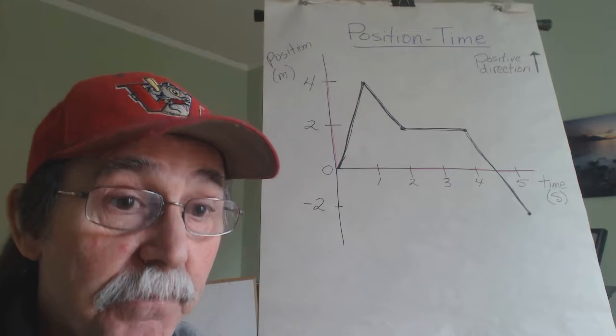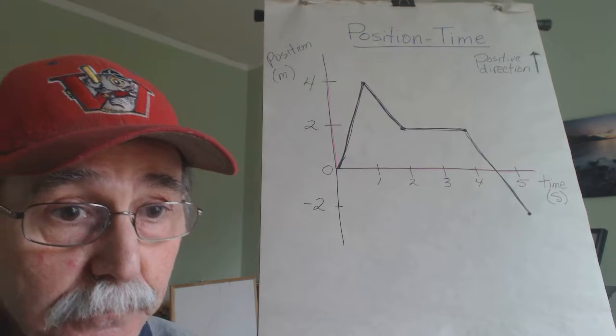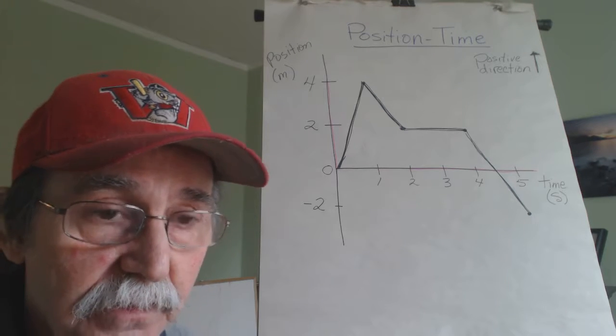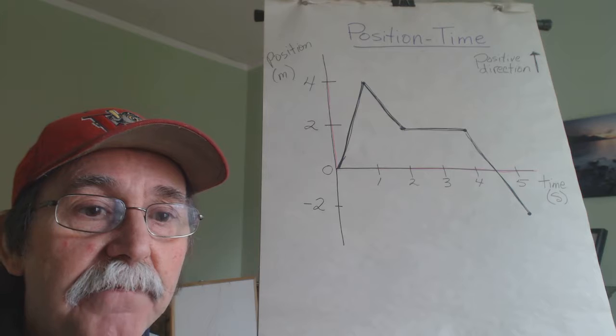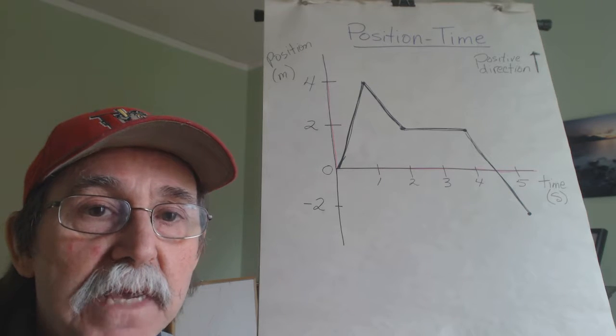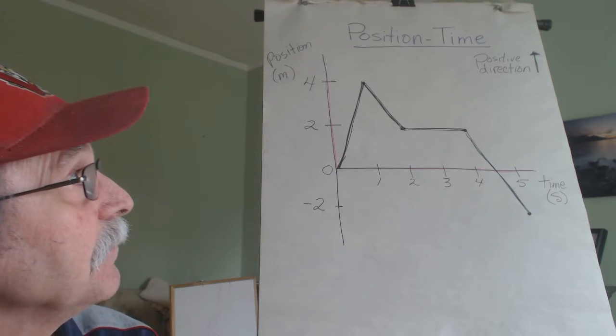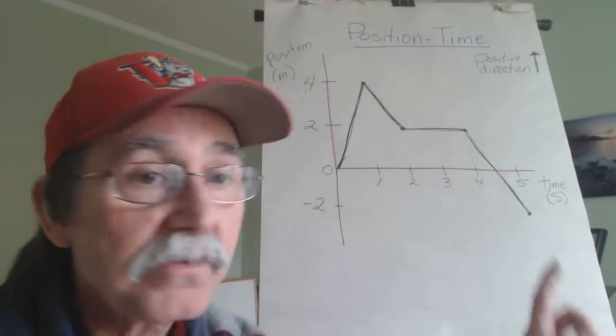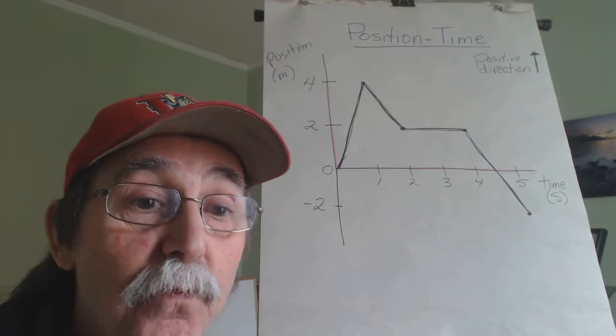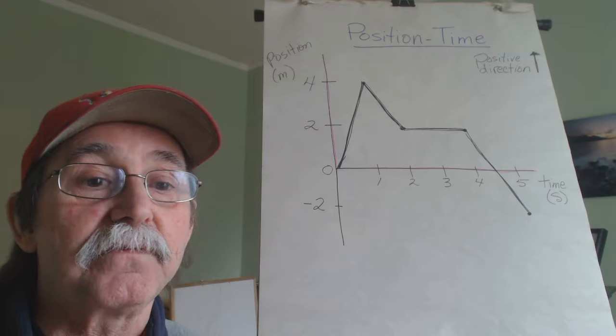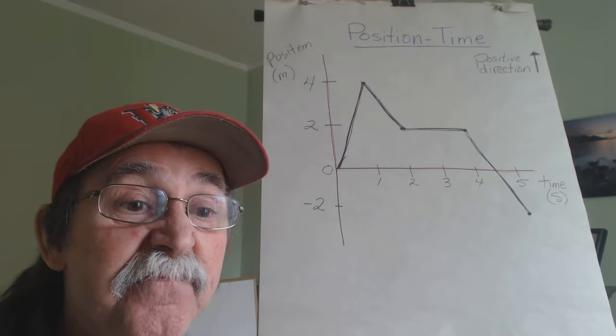We're going to start with the position time graph. We're going to study what the slope of a position time graph is and what it means. And notice up here I have the positive direction is going upwards. I've defined the positive direction as upwards.